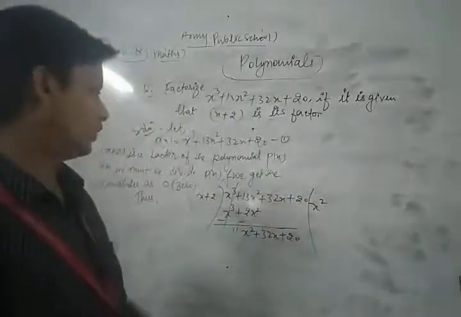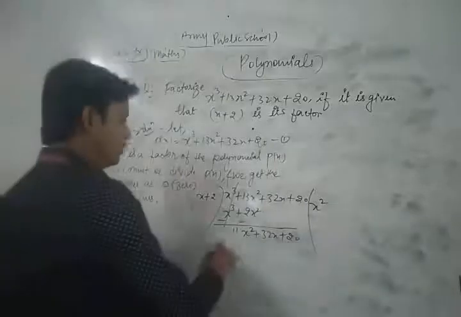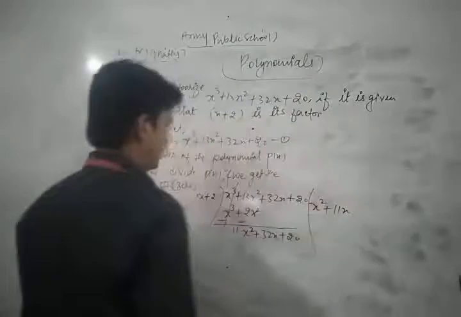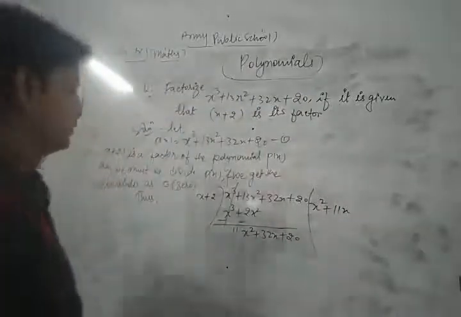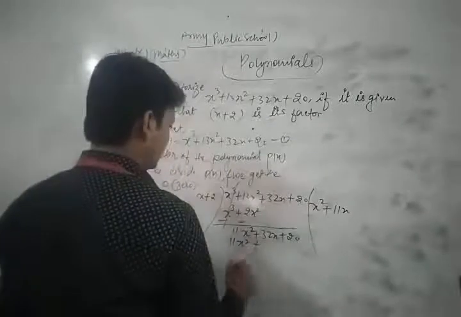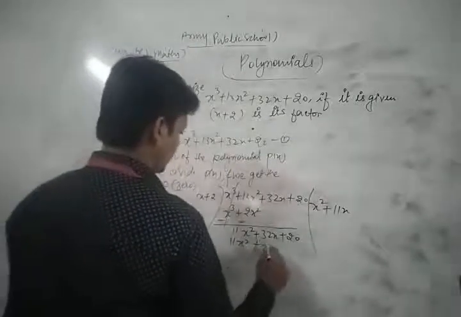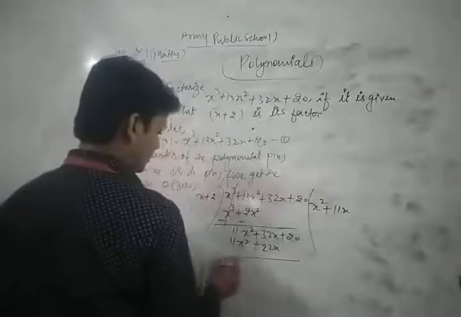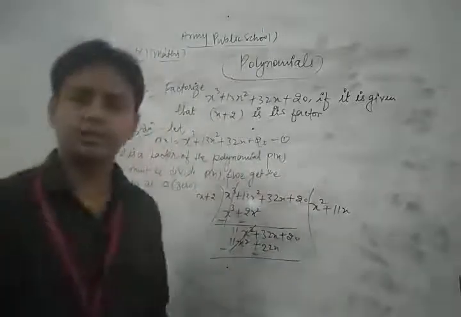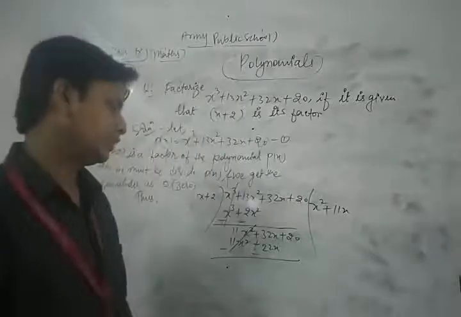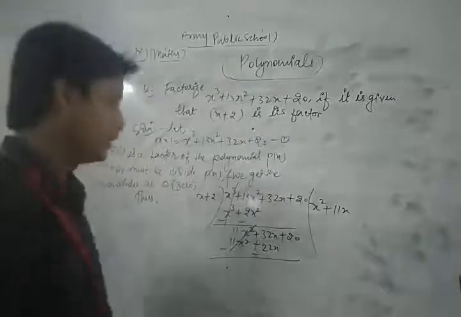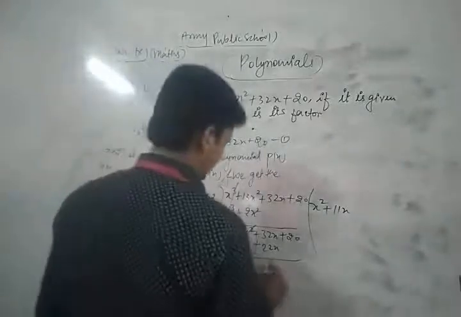Now what I do, dear student, let's see here. Now we multiply by plus 11x. So we get plus 11x square plus 22x, okay, minus minus. So plus 11x square minus 11x square cancel each other. Now 32x minus 22x, so we get 10x.